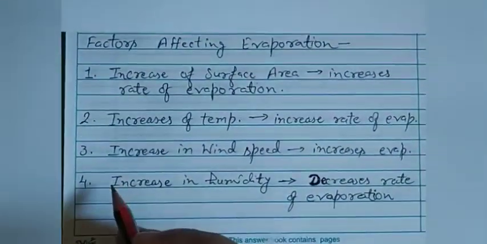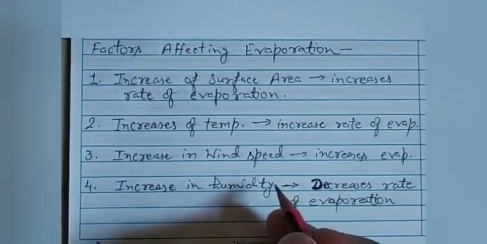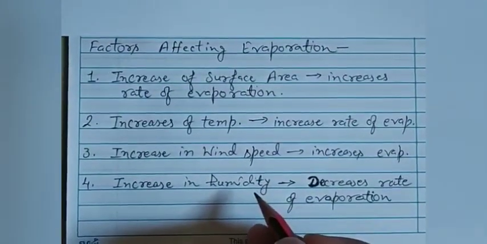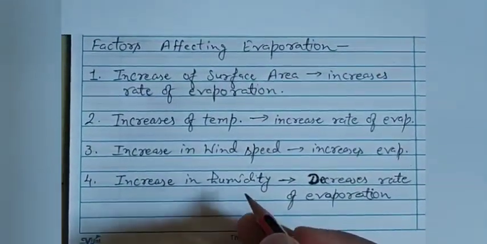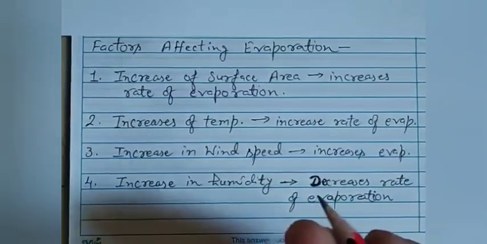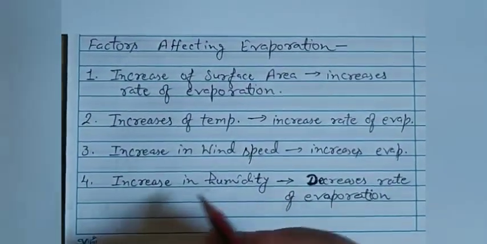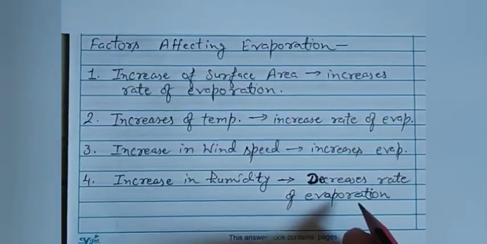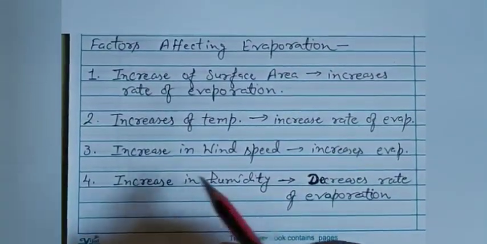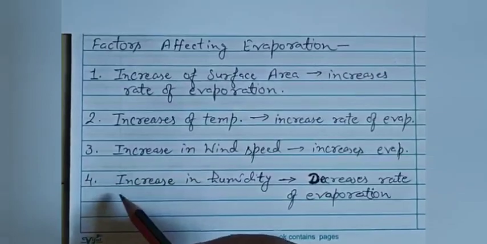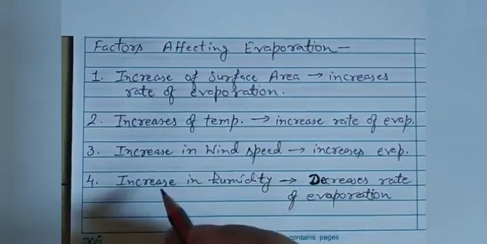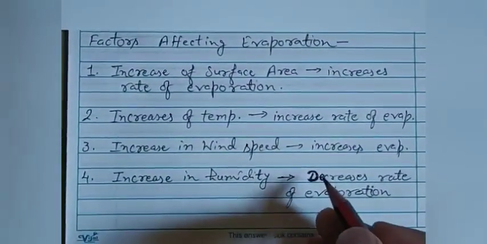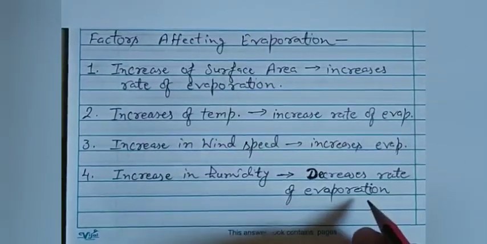And the last point is increase in humidity. Humidity means the content of water present in the vapor, or you can say in the atmosphere. So when the humidity increases, it will decrease the rate of evaporation. That is why I have put all the increasing points first, and the last point is just the opposite. Increase in humidity is inversely proportional to the rate of evaporation.